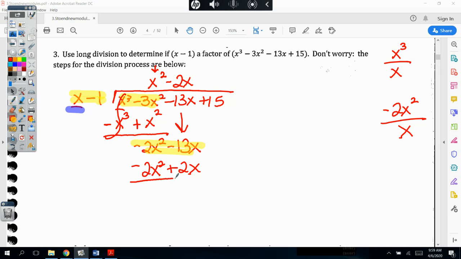But when you subtract, you change all the signs. So then this will be gone. It will always be gone if you do it correctly. And that'll be a negative 15x, and now you're going to drop down the plus 15.